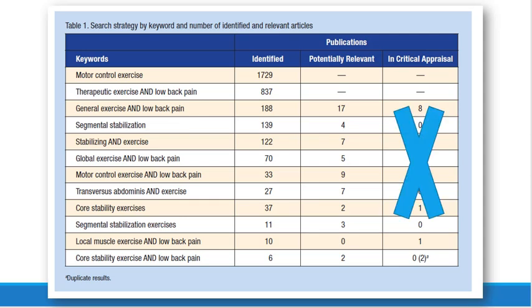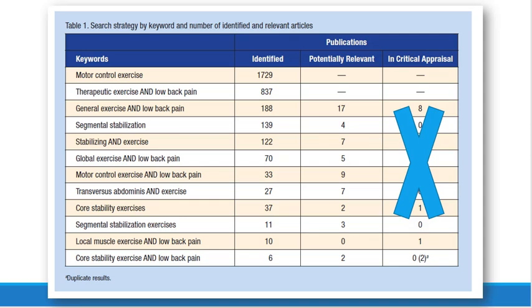Now, you're going to have in your table for your homework assignment an identified and a potentially relevant column. We're not going to have an in critical appraisal column at this time. Why? Because you're not writing anything at this time. You can come back to that at a later time.